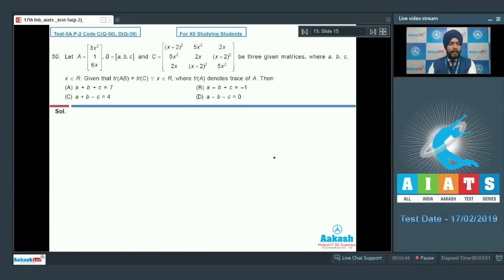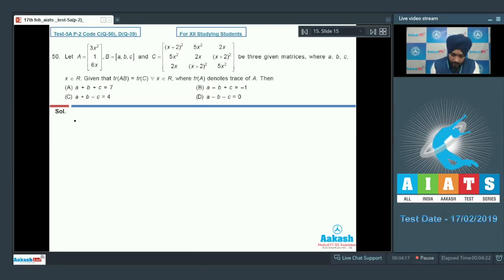Question number 50 says: let A be a 3 cross 1 matrix, 3x square, 1 and 6x, B be a 1 cross 3 matrix, a, b, c, and C be a 3 cross 3 matrix as given, three given matrices where a, b, c and x belongs to R. Given that trace of AB is equal to trace of C for all x belongs to R, where trace A denotes the trace of A, we have to find out the relation between the coefficients a, b, c.